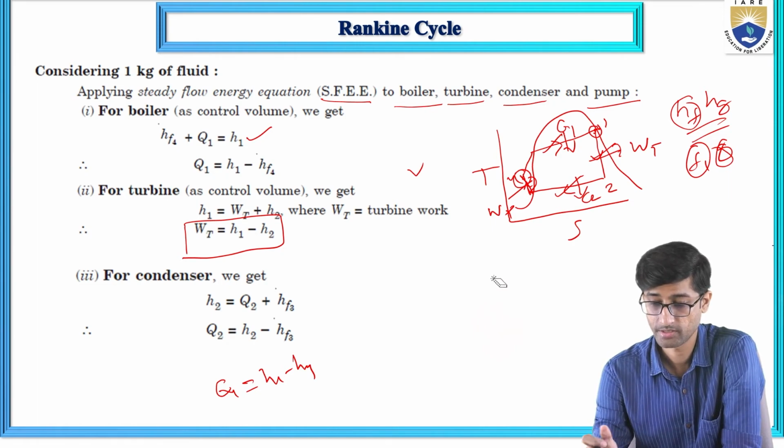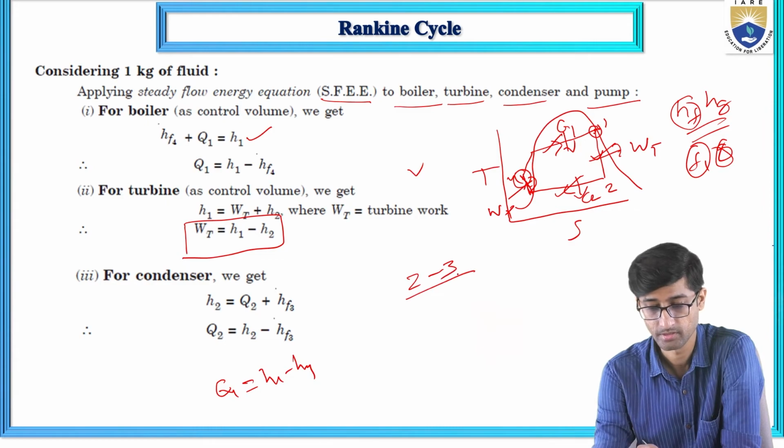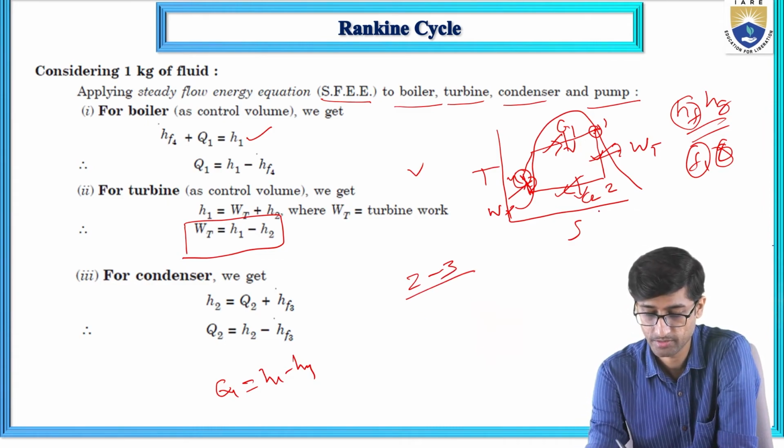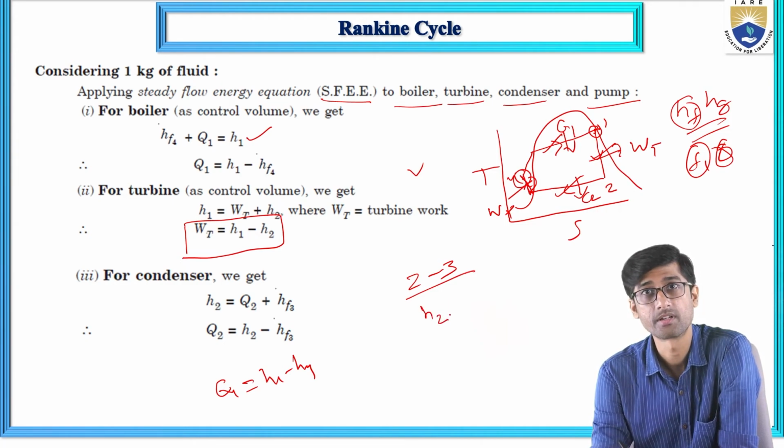Now, which one is the condenser? 2 to 3. We apply the steady flow energy equation for the condenser because we have to calculate the heat rejection. So if you apply the steady flow energy equation, what is that? H2, by neglecting potential energy and kinetic energy, plus heat transfer is equal to H3. So, what is Q2?